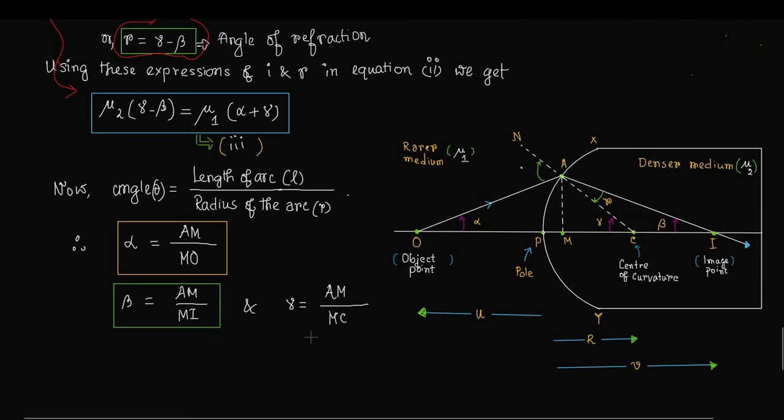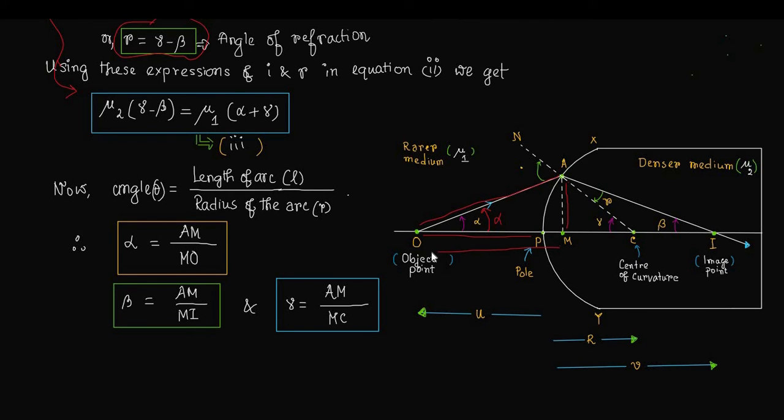Gamma can be written as AM divided by MC, where AM is the perpendicular drawn from the point of incidence I on the principal axis. This angle alpha, subtended by the incident ray OA with the principal axis, can be written as AM, the length of arc, divided by the radius, which will be MO, not OM, because all the distances should be measured from the refracting surface.